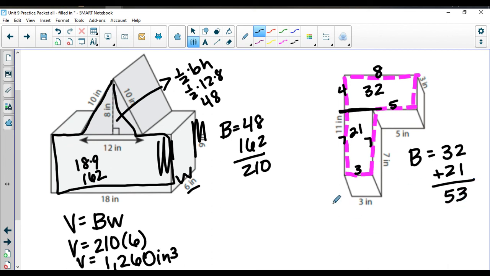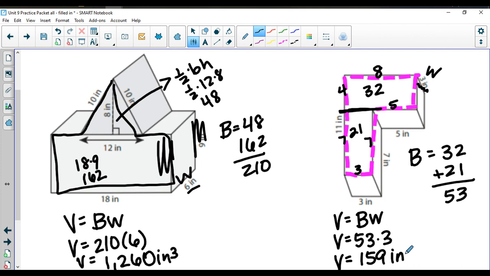giving me a total area of my base of 53. My W is what is actually connecting the base on the top and the base on the bottom together. And that's kind of hidden over here in this little 3. So volume is equal to base times the width. So 53 times 3. And my volume then is going to give me 159 cubic inches. And that is it for composite solids volume.